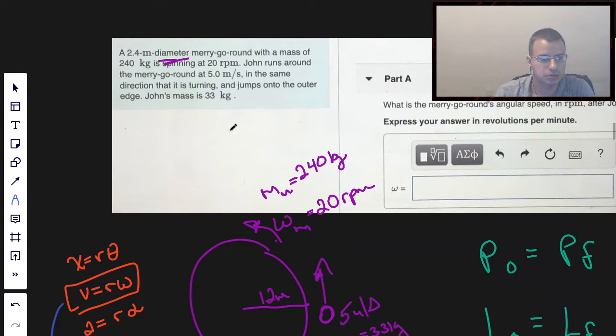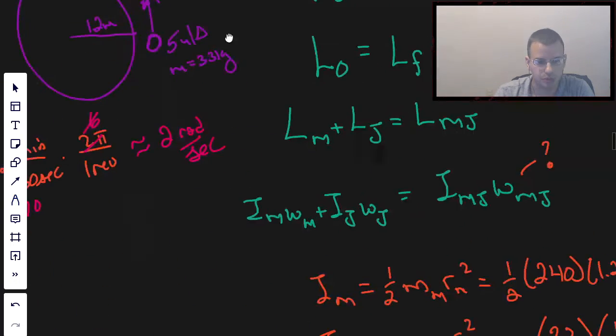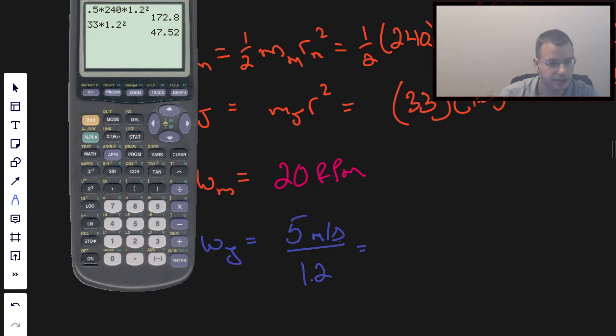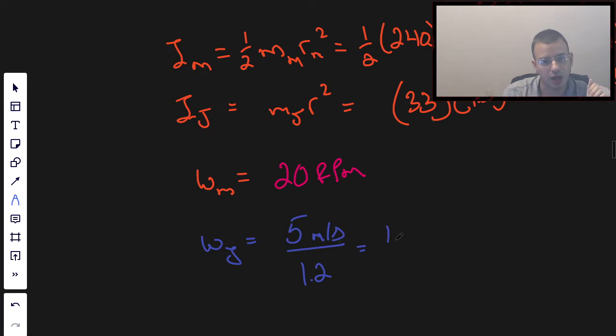1.2. Yes, 1.2. So 5 divided by 1.2 is 4.167, and that's going to be radians per second.